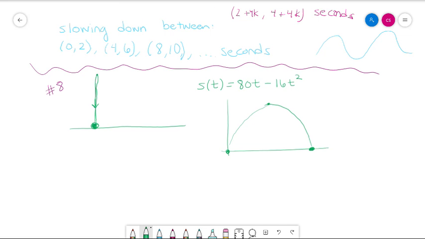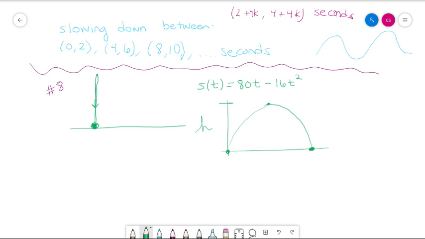Okay, so we want to find the maximum height. And the thing is, we've solved these problems before in algebra. And how we solve them in algebra is we find the vertex. And if you know the vertex, you know the height, right? Because the position function is kind of like the height function. But we're not going to solve it the algebra way. We're going to solve it the calculus way. And here's how we're going to do it.